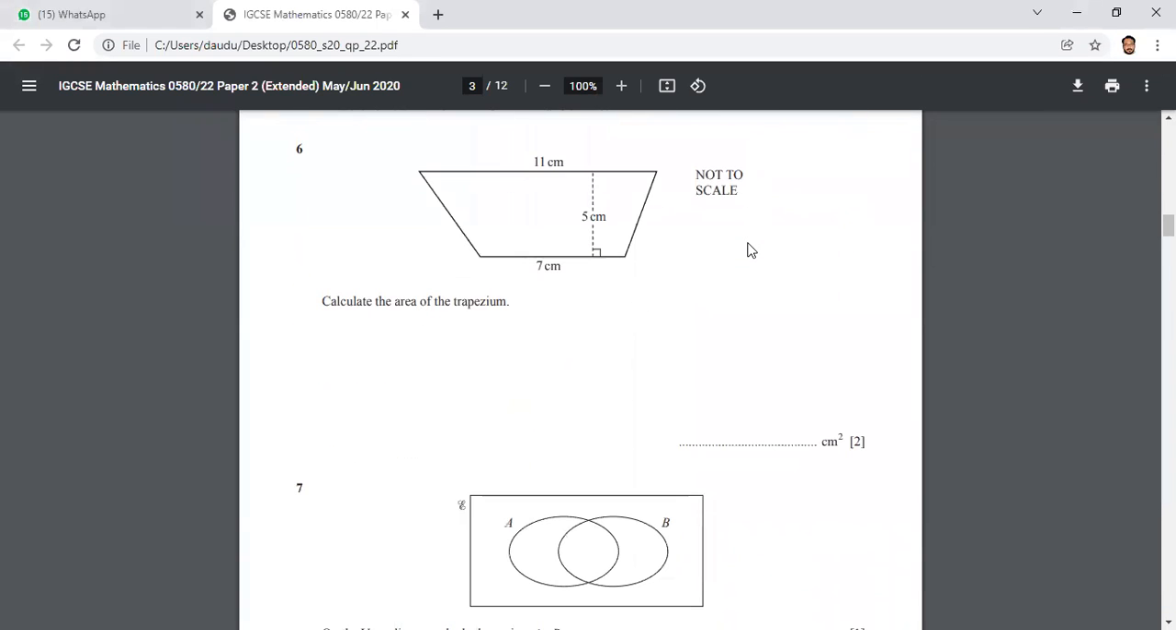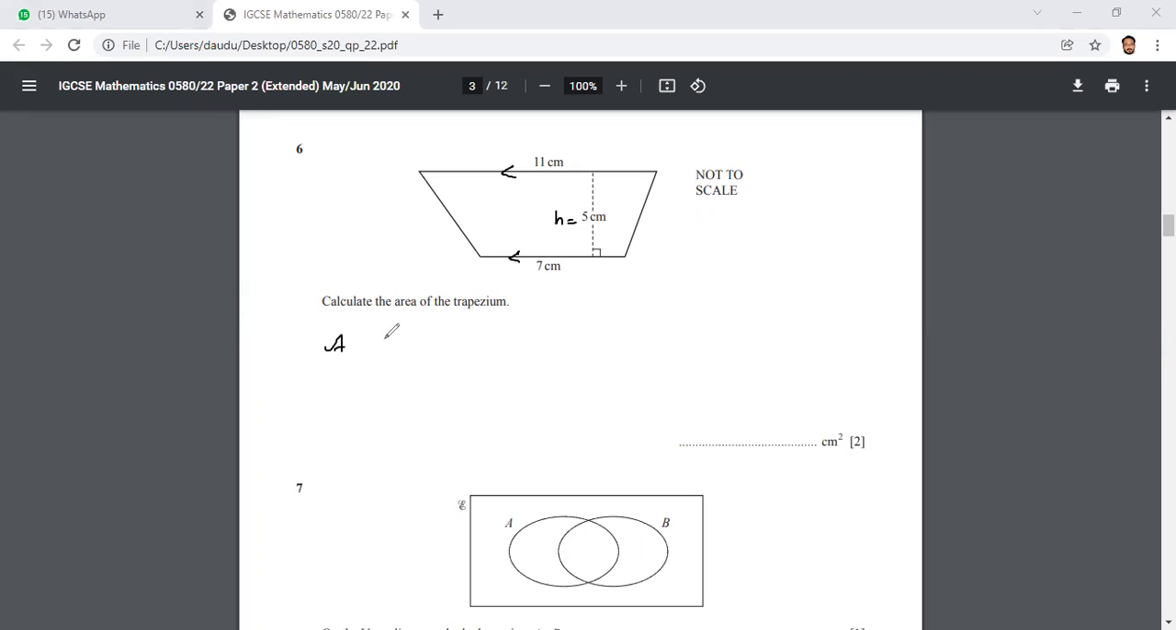Next is how to find the area of a trapezium. If you know the formula of the area of a trapezium, it is easy to find. The formula is 1 over 2. We need the parallel sides. First, you have to recognize the parallel sides. Of course, these two cannot be. So this side and this side are the parallel sides. It means surely this is the height. So now it is easy.